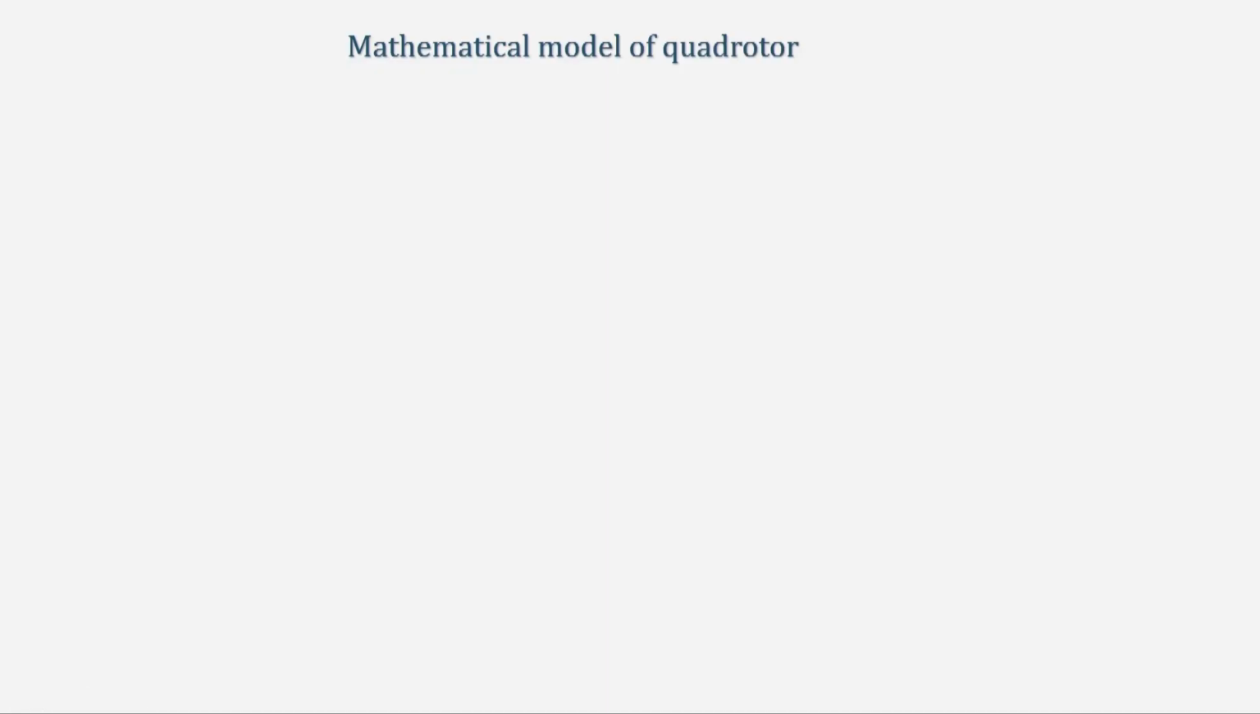These two examples will be very important for us because as we go along the course I will be using this example often. So let us get started. The first example that I will deal with is the mathematical model of a quadrotor.